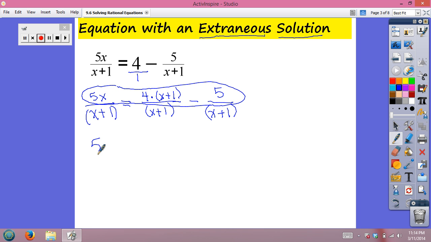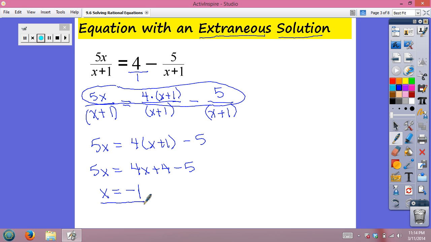Pulling that down, we get 5x equals 4 times x plus 1 minus 5. We need to distribute this 4. So we have 5x equals 4x plus 4 minus 5. Simplifying and combining like terms, we get x equals negative 1.